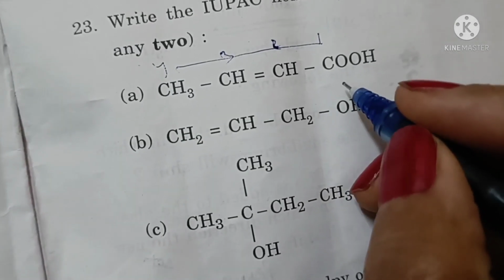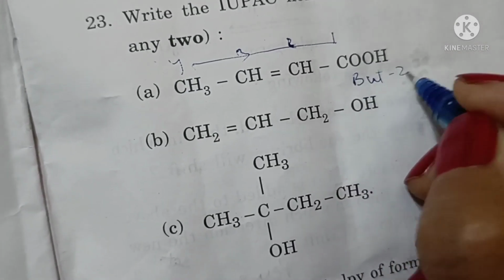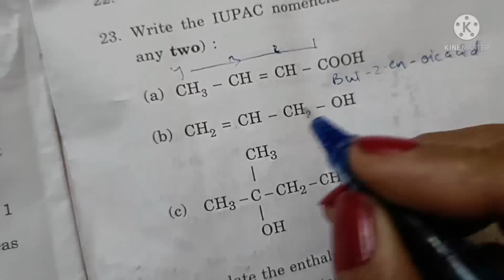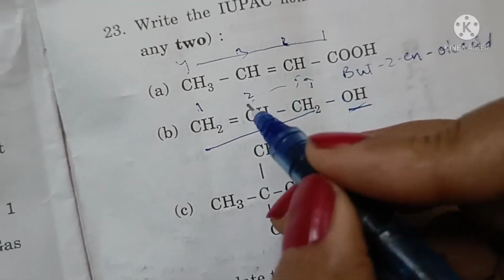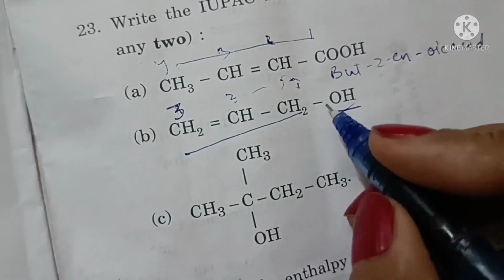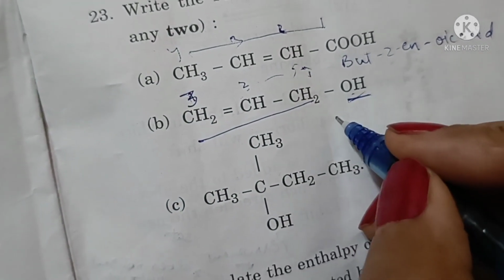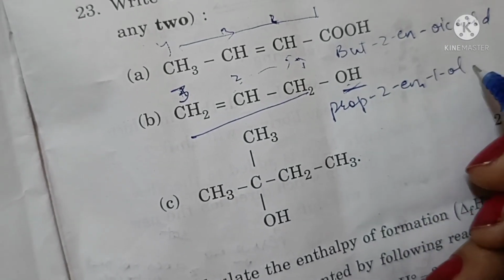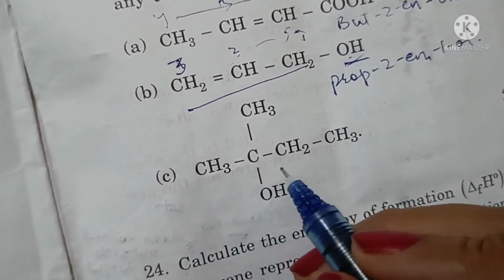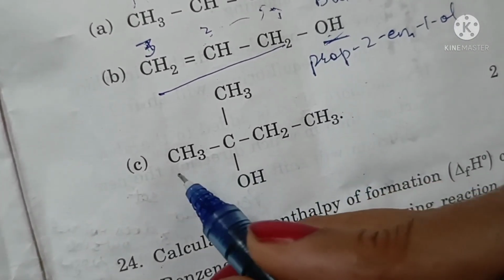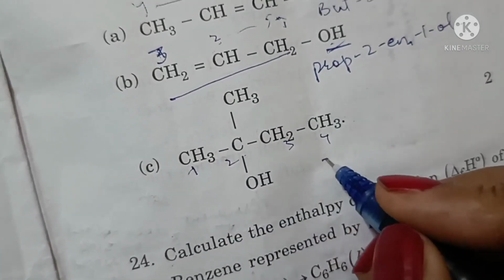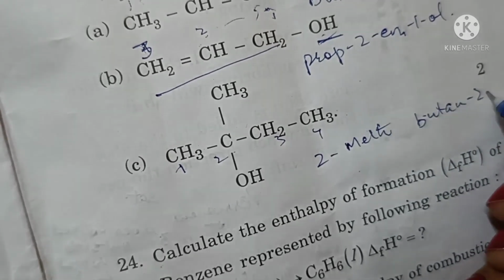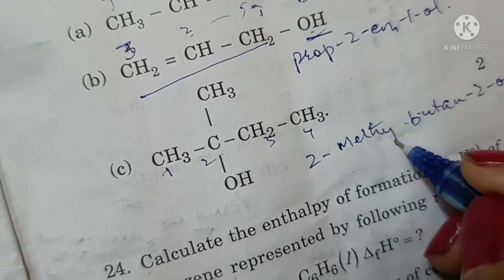Then the IUPAC name of the compound 1, 2, 3, 4. So this will be but-2-enoic acid. This is the functional group. So 1, 2 and 3. So it is prop-2-en-1-ol. In this compound, we have 1, 2, 3, 4, 2-methyl butan-2-ol. This will be the name.